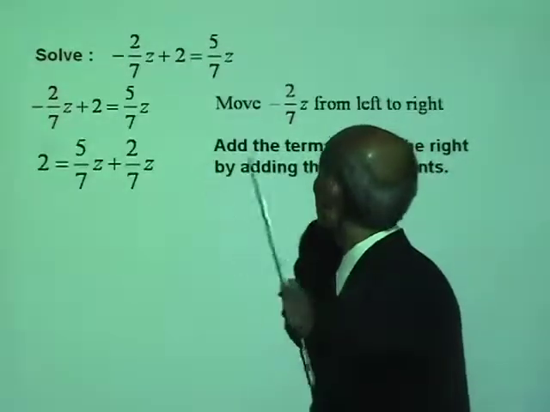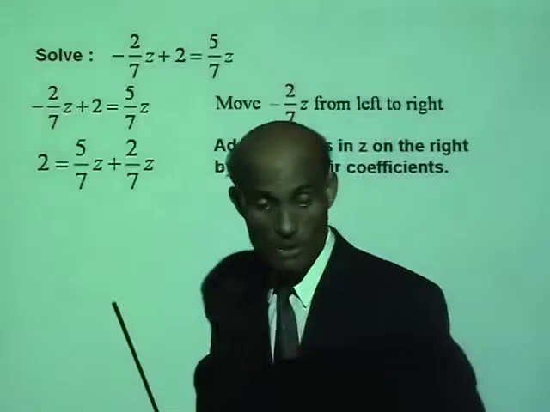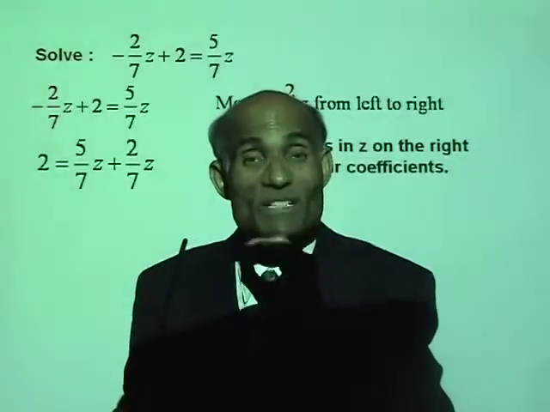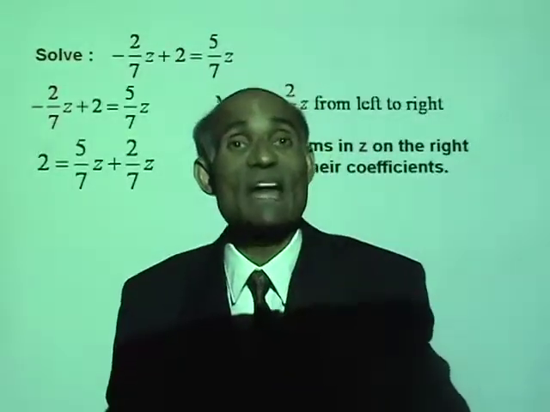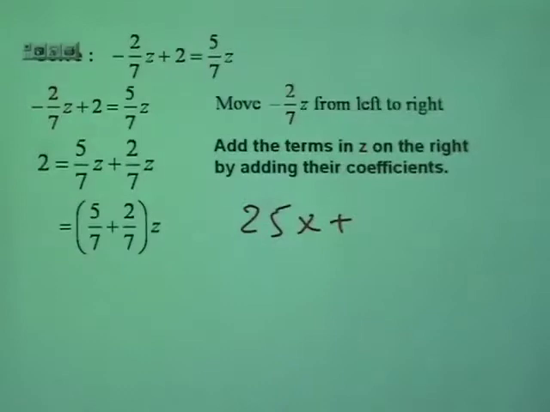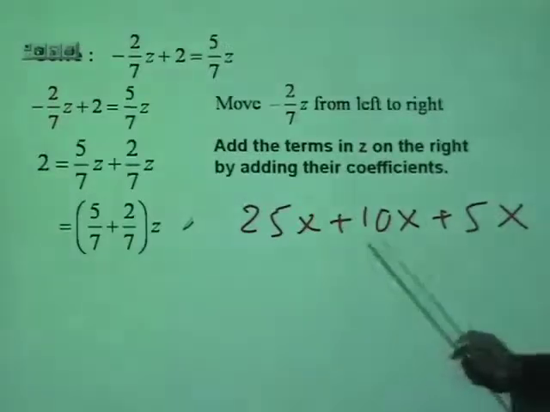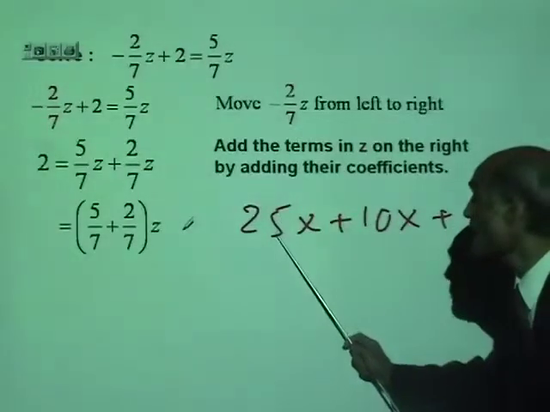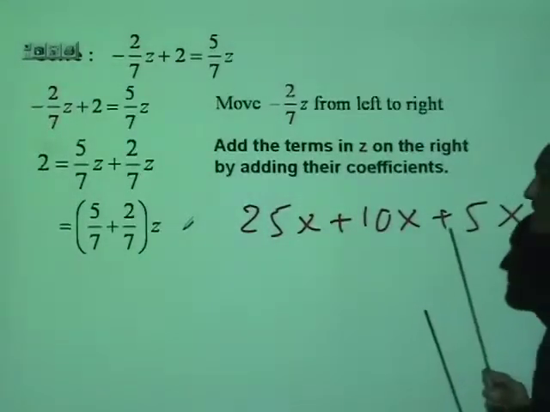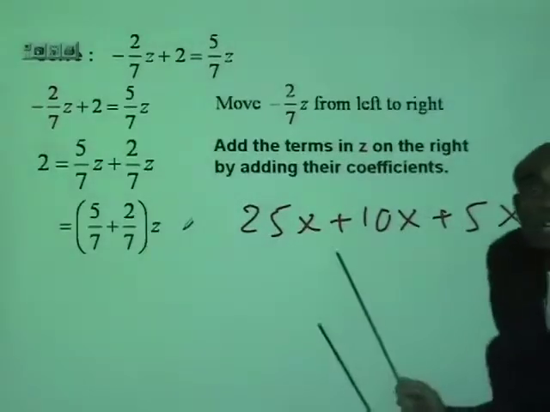Alright, add the terms in z on the right. Now remember, in order to add terms that contain variables of similar type, all we need to do is add their coefficients. Is that right? Yes. Suppose you want to add this, say 25x plus 10x plus 5x. Now what will we do to add these variables? You simply add their coefficients. 25 plus 10 is 35, plus 5 is 40. So this will be 40x.